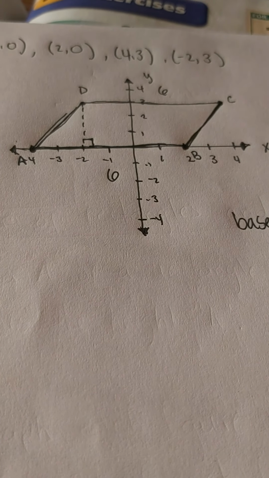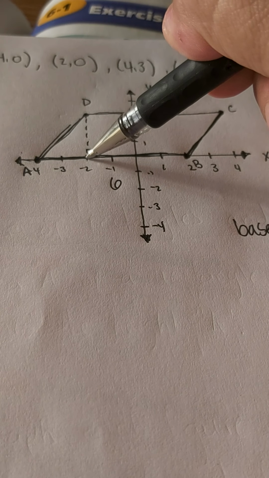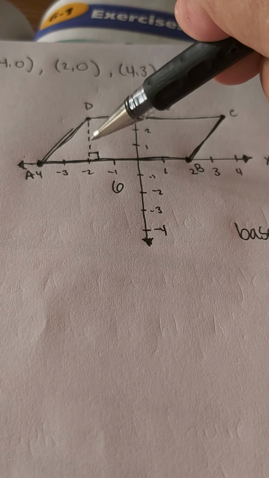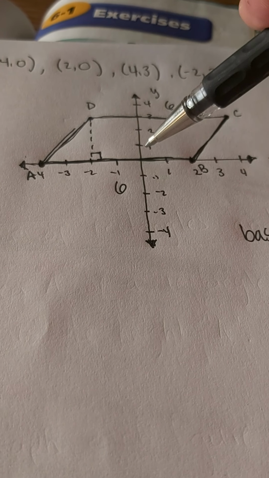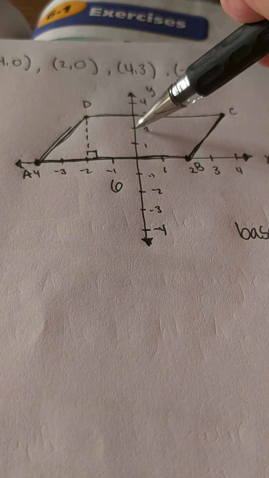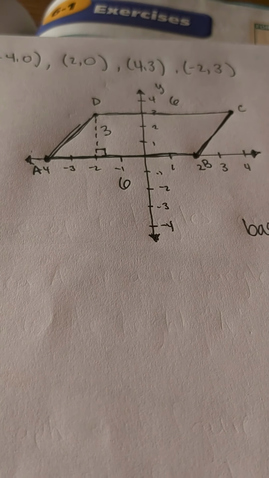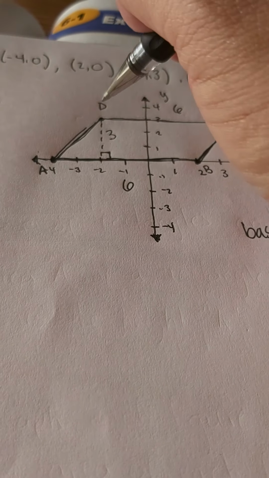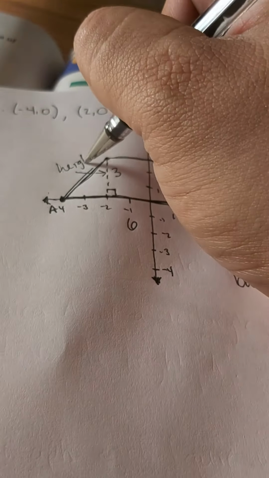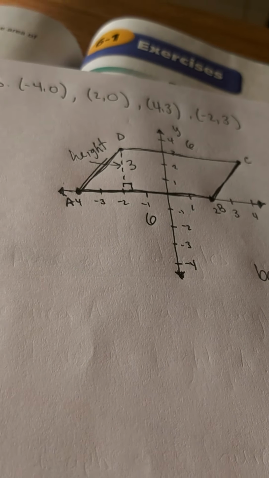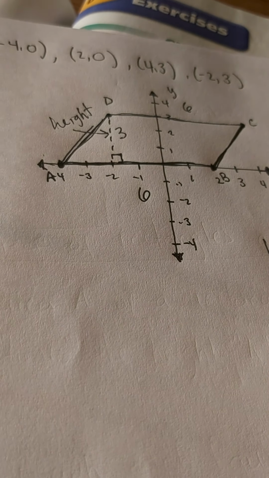Okay? And let's find the measure from here to here. Look, here to here. So how many times do we have to move up? 1, 2, 3. 3. So this will be our height. So our height will equal 3.